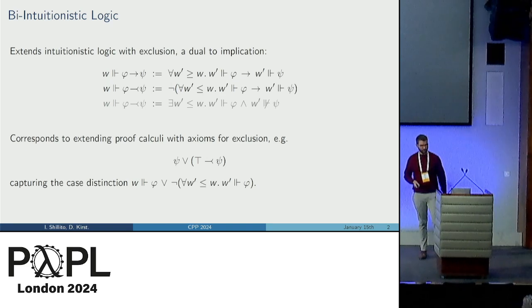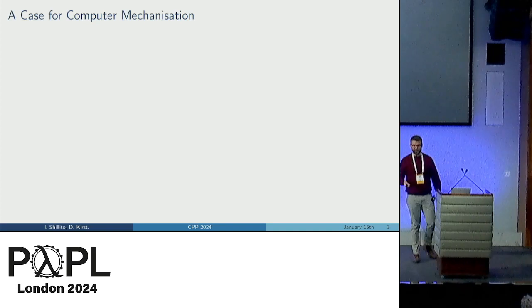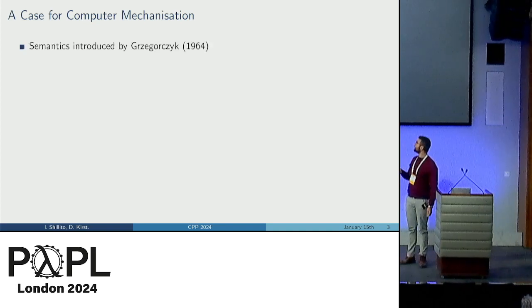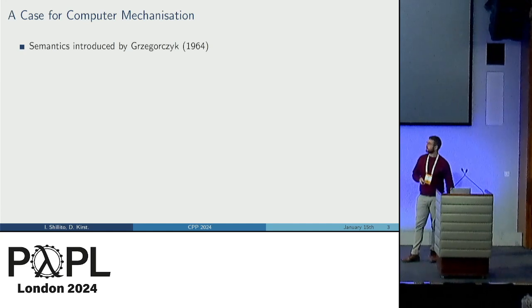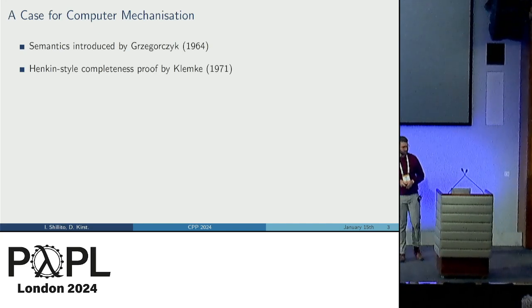You can do that on propositional logic, you can extend it to first order logic and so on. Now, actually, bi-intuitionistic logic by its history is a very nice case for computer mechanization, because if you look at the origins in the literature, you see that the semantics is introduced by Grzegorczyk and then proven complete by Kripke in a Henkin-style completeness proof.